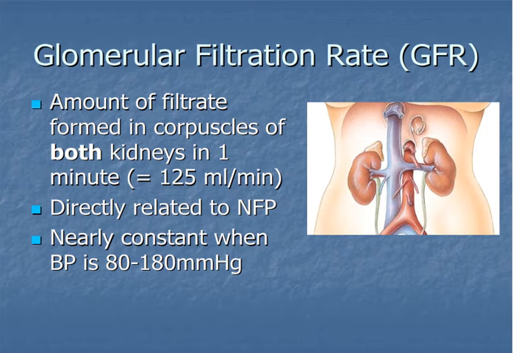The interesting thing about GFR is that it tends to be constant as long as blood pressure is somewhere between 80 millimeters of mercury and 180 millimeters of mercury. So the kidney has some really neat mechanisms that help to maintain a very stable glomerular filtration rate.